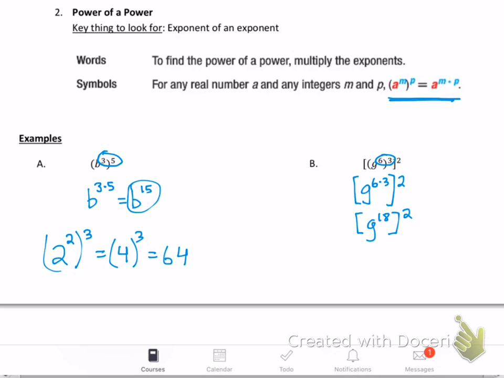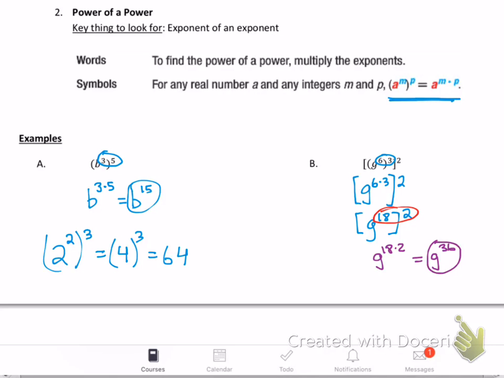And then for my next step, I'm going to look at these two guys. I'm going to multiply those so that I get g raised to the 18th times 2, which is g raised to the 36th power. So that's kind of it with the power of a power, exponent of an exponent. So the first one, when you have the same base, you add the exponents. This one, you only have one base, but it's raised to the power, then you multiply the exponents.